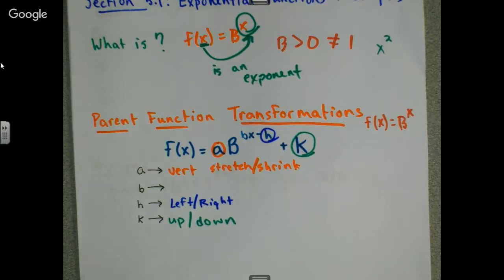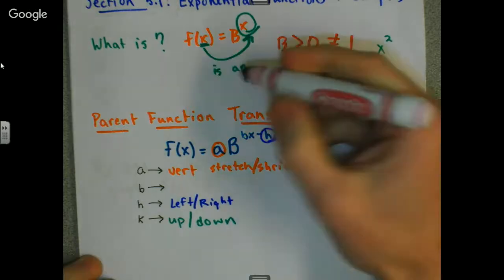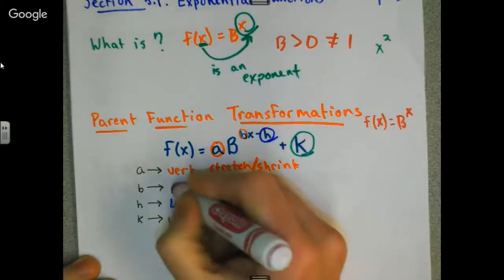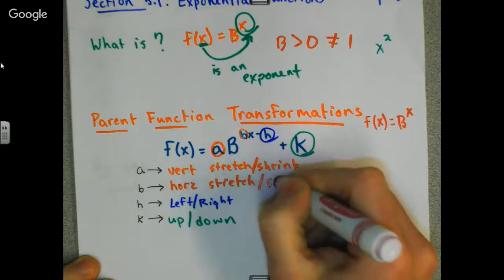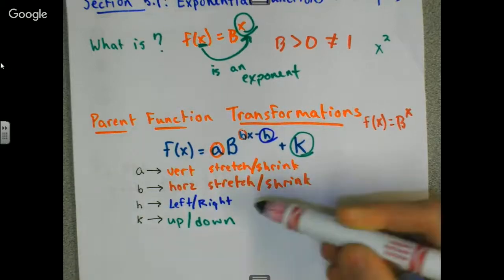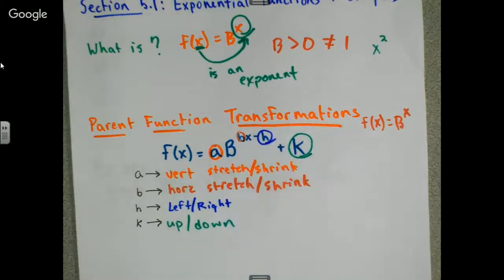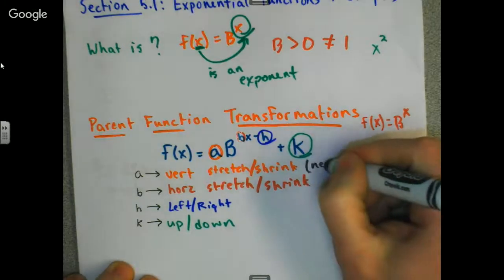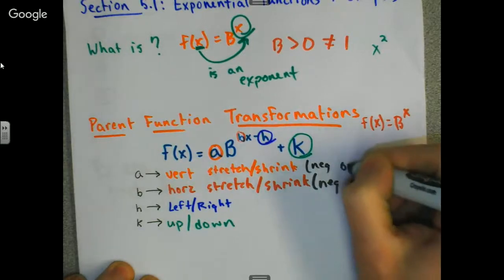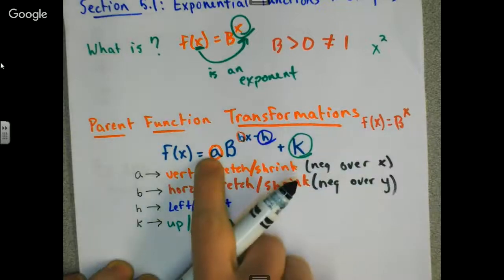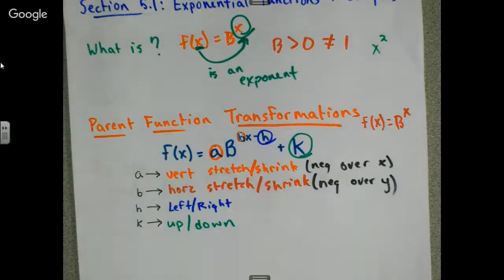And then the next one is our little b. And that is a horizontal stretch or shrink. Again, same with H, it's the opposite of what you would think it would do. And if it's negative, it flips over y. So let me add that. This is negative, and if this one's negative, it flips over y, and this one is over the x-axis. So if the leading one is negative, it flips over the x. If that little b up here is negative, it's over the y.